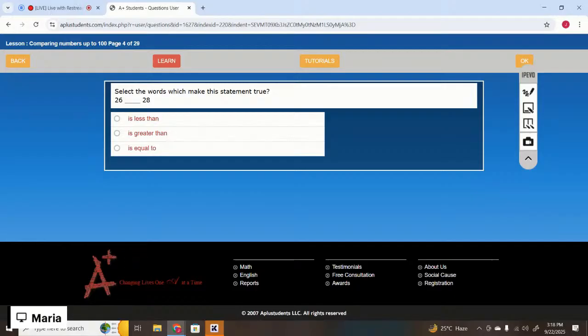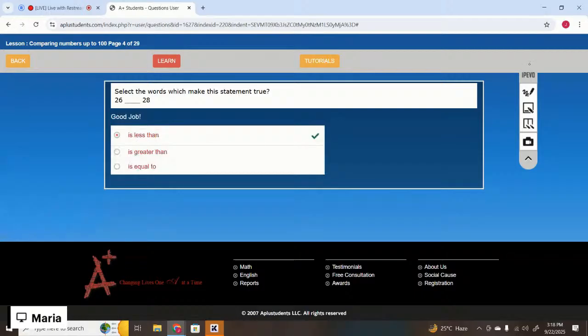Select the words which make the statement true. 26 and 28. 26 is less than 28. Option number 1 is the correct option.